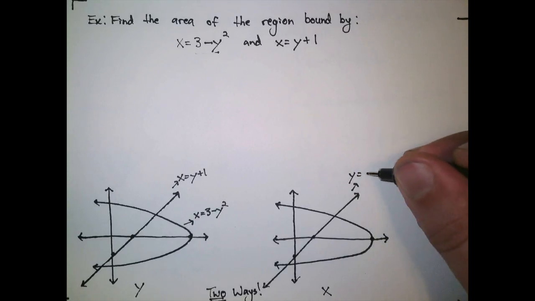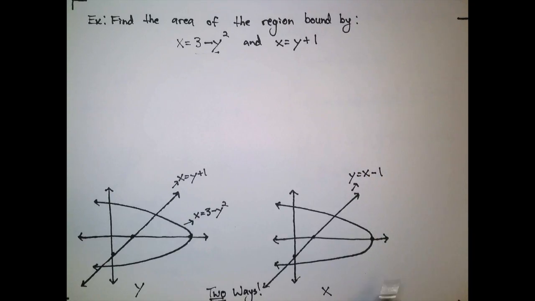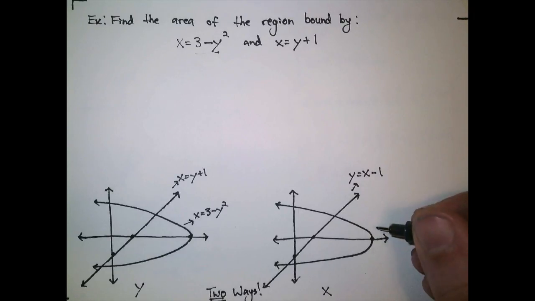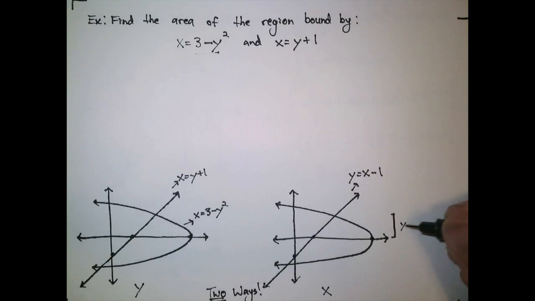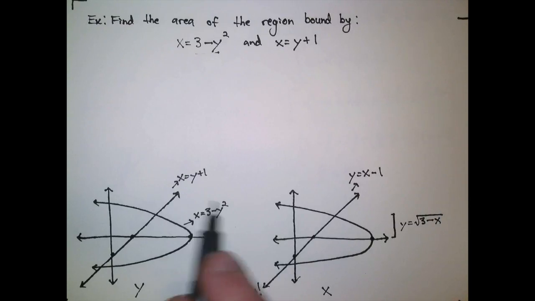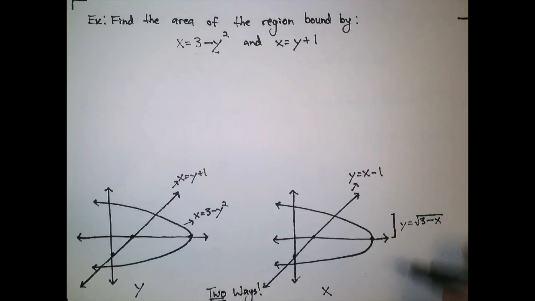What I'm doing right now is just re-solving those two functions for y instead of x. So instead of x equals y plus 1, I'm rewriting that line there as y equals x minus 1. So just subtracting the 1 over. Then the parabola, I'm solving for y for two separate equations. So I add the y squared over, I subtract the 3, then I take the square root. The top half of the parabola is positive square root of 3 minus x. The bottom half of the parabola, if I solve it there, it's going to end up being y equals negative square root of 3 minus x.